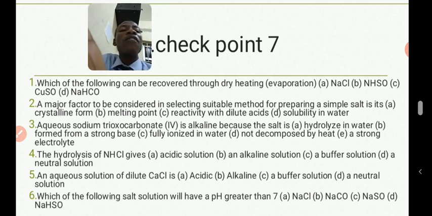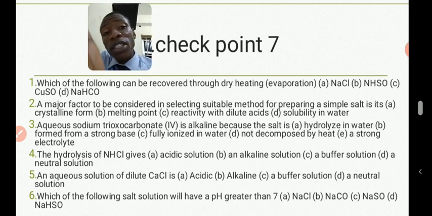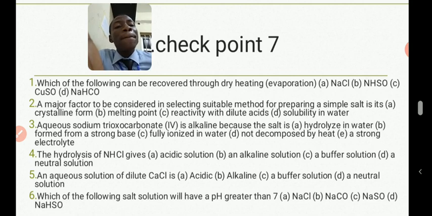The major factor is solubility in water. We did that last video. If you want to prepare a salt, you must know whether the salt is soluble or not. If it's not soluble, then that means you use double decomposition. If it is soluble, then you can use any of the methods available to prepare a soluble salt.